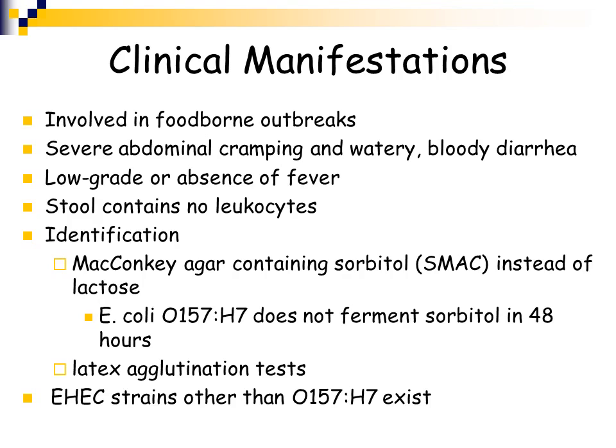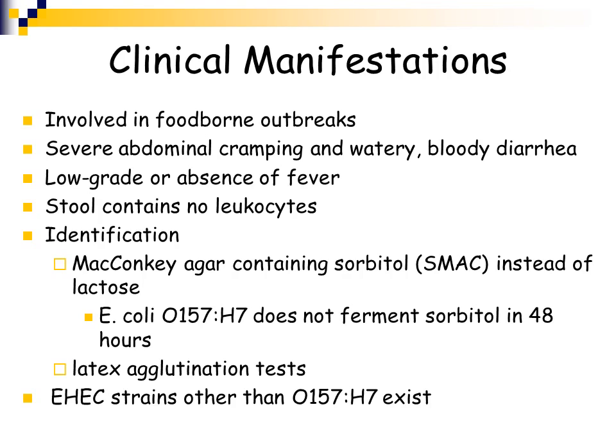The EHEC organisms, as we already said, have been involved in numerous foodborne outbreaks. The symptoms include severe abdominal cramping and watery, bloody diarrhea, which is why it's a dysentery-like illness. There could be low-grade fever or else a complete absence of fever. The stool usually does not contain white blood cells. And how you can identify E. coli O157:H7 or your enterohemorrhagic strains, you can use a MacConkey agar.